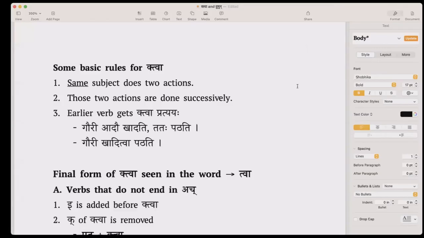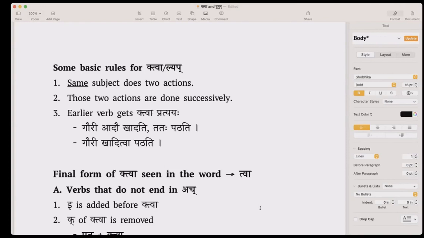Okay, so some rules for ktva pratyaya that we have seen today. Ktva and lyap, both pratyayas are there. So either it is ktva or you can also have lyap here. Lyap comes only when there are some upasargas to the dhatu. So the dhatu takes on ktva pratyaya when it is used by itself, and when there is an upasarga in front of it, like for example, we saw agachati, then there is another pratyaya which joins, which is called lyap.